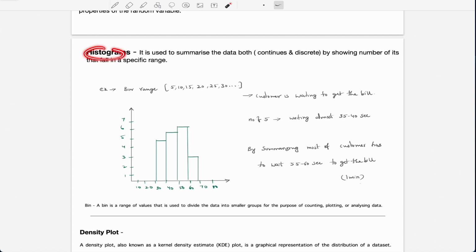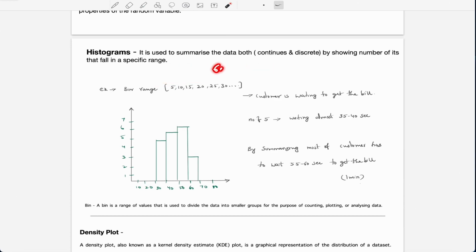So why do we use the histogram? It is used to summarize the data in both continuous and discrete variables, by showing the number of items that fall in a specific range. What do we mean by this specific range? Like, from the 5 to 10 range, we have 10 students who passed the exam.